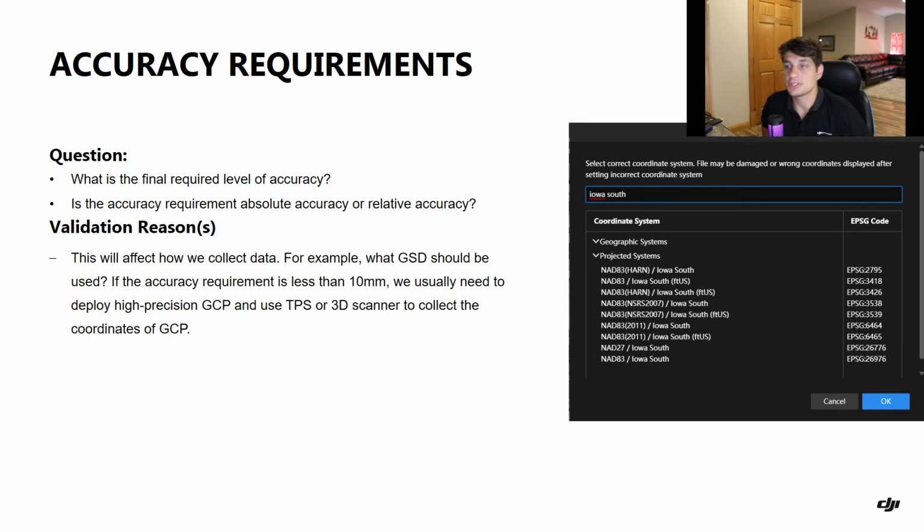And then accuracy requirements. Does this data set, this 3D model or 2D map, need to align with other sources of data that may already be captured? Does this need to align with the real world with global accuracy that's within an inch or a few centimeters? Or does global accuracy truly matter, or does this just need to be close to where it can be representative on the world? So the question is, what is the final required level of accuracy, and is the accuracy requirement absolute or relative accuracy?